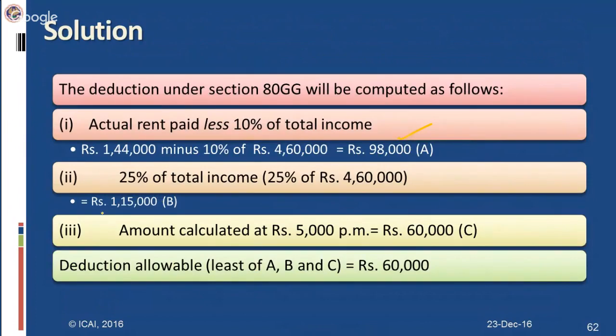25% of total income is 1,15,000. Actual rent is 1,44,000 minus 10% of total income, it's 98,000. The amount calculated at rupees 5,000 per month is 60,000. So he will be eligible for a deduction under Section 80GG of rupees 60,000.